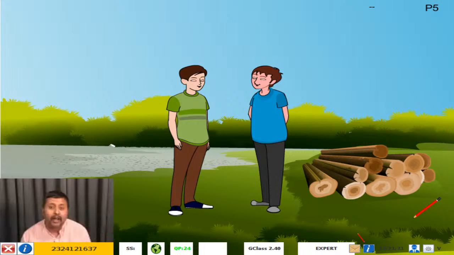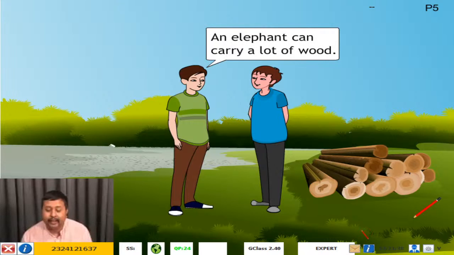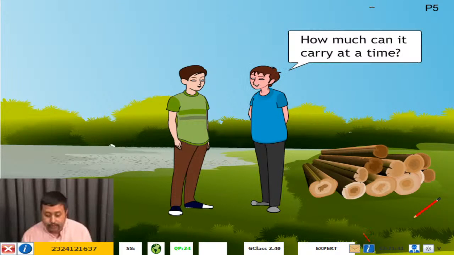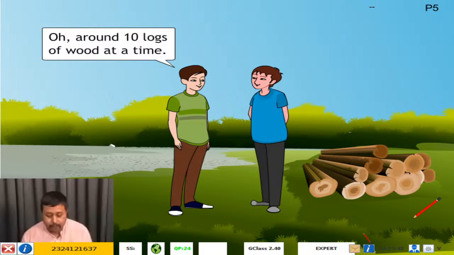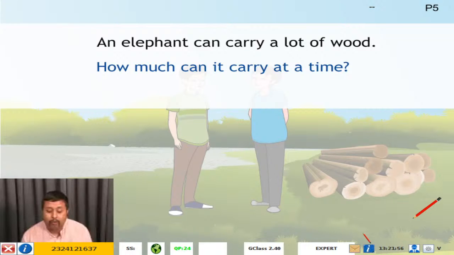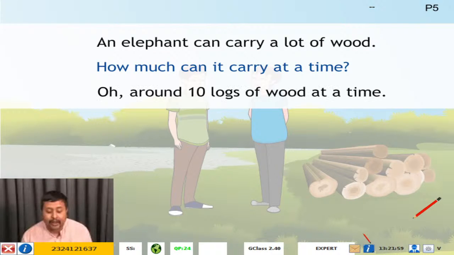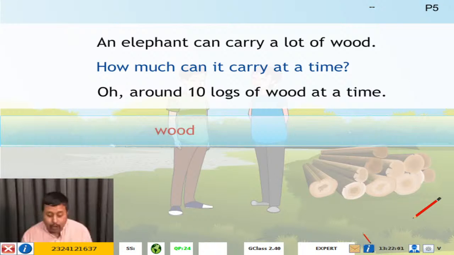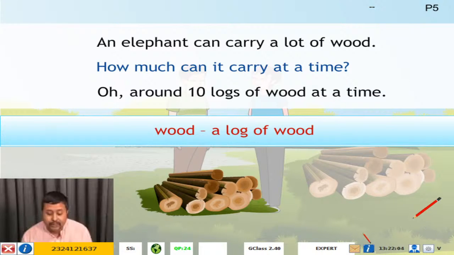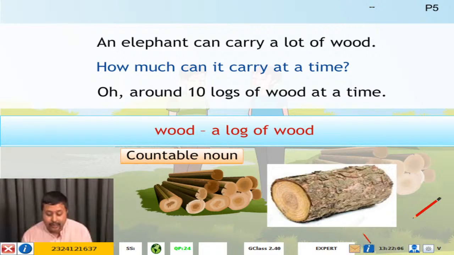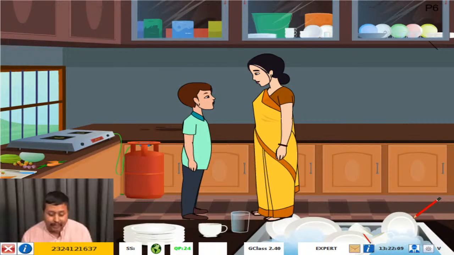Earlier, what did we have? Uncountable noun. Then we saw countable nouns. Now what are we seeing here? An elephant can carry a lot of wood. How much can it carry at a time? Around 10 logs of wood at a time. How many logs? A log of wood. How many? 10, right? So that again is a countable noun.